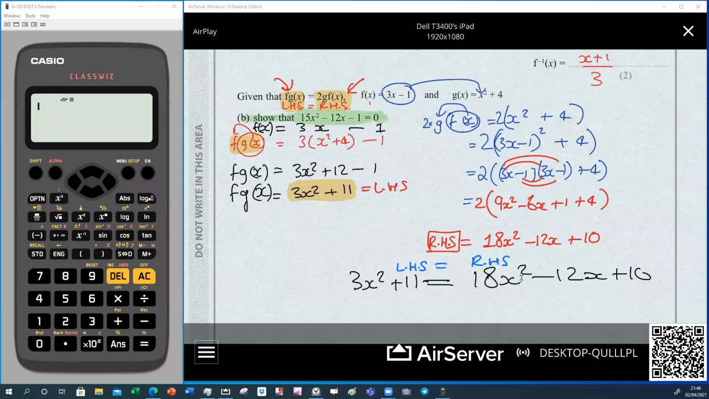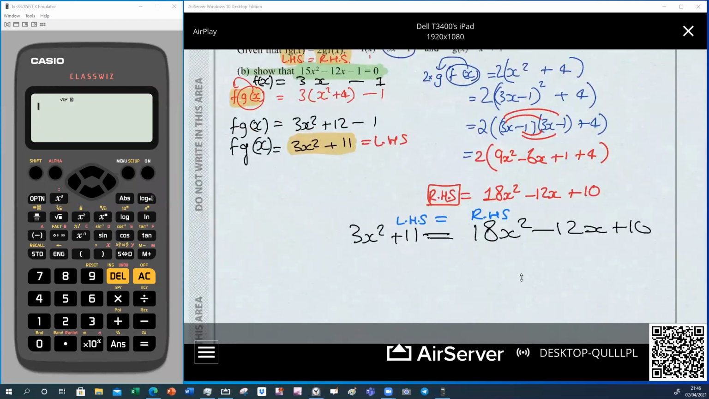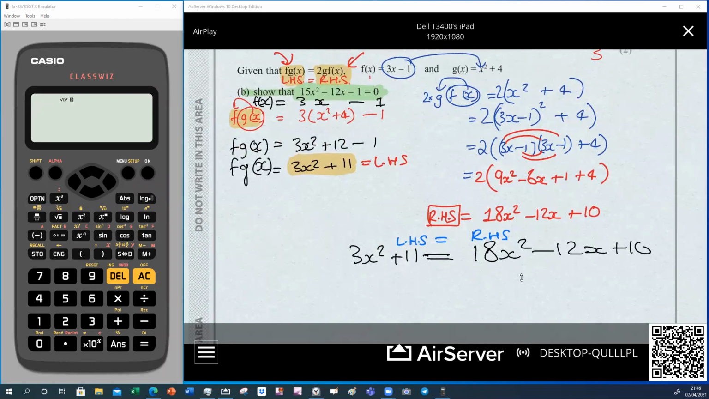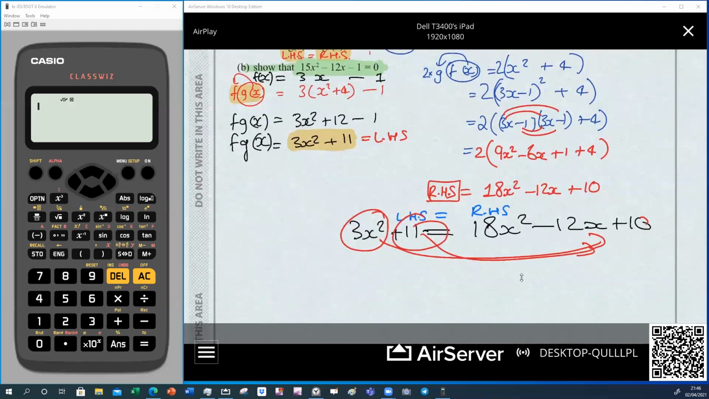So we need to get to the green bit here. How do we get there? What do you think we do? The 15x squared looks like it's made from the 18 and the 3. How do you do it? You take the 18x squared, take away 3x squared. So we take everything from the right to the left. So you said 0 equals 18x squared minus 3x squared minus 11. So that gives you 15x squared. Then minus 12x will stay the same. And then you have 10 take away 11, which is minus 1. So does it work? Yeah, it's correct.